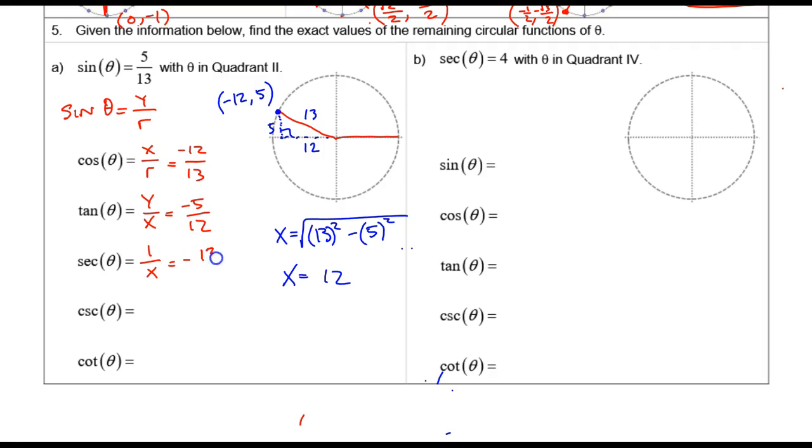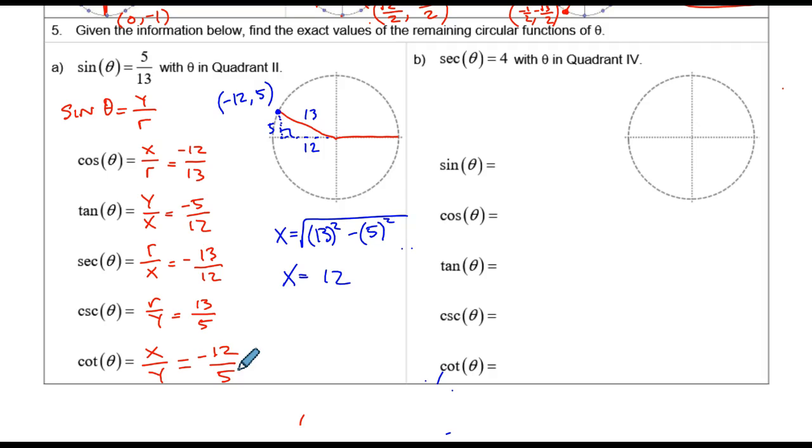Folks, I said -1/12. You know I meant -13/12. I hope you know I meant that, because that's actually r over x. Secant theta is the reciprocal of cosine. Cosecant is the reciprocal of sine, so that's going to be r over y, 13/5. Last but not least, we have cotangent of theta, which will be x over y, cosine over sine, and that's going to be -12/5.